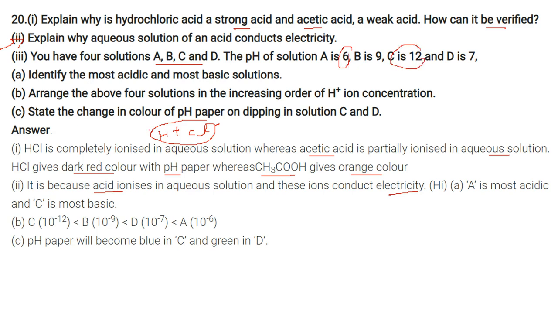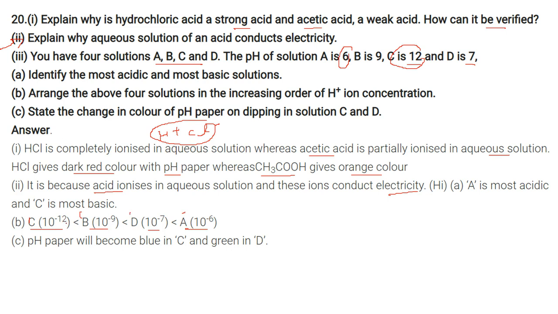And we can arrange the 4 solutions in increasing order of H plus. What you have to do? You have to take 10 to the power of minus this value, for any value. So just see which one is the lowest. So we have 10 to the power minus 12, then 10 to the power minus 9, 10 to the power minus 7, 10 to the power minus 6. So we have C, B, D and A. These are in the arrangement of increasing order of H plus.